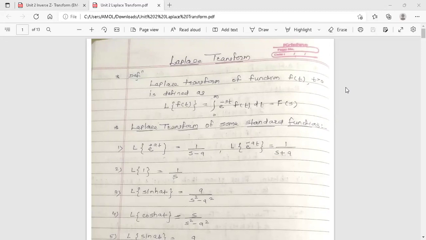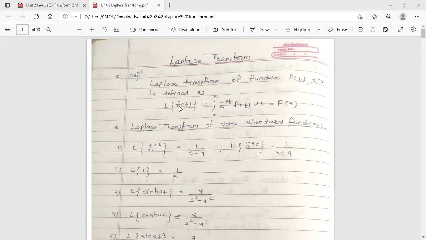Definition: Laplace transform of function f of t when t greater than 0 is defined as, that L operator is used to denote Laplace transform. L of f of t, you write f of t in curly brackets, means Laplace transform of f of t is equal to integration of 0 to infinity e raised to minus st f of t dt is equal to F of s. Means if we solve this integration term where differential coefficient is dt, this t is variable, this s is parameter, if we solve this integration, it will be in terms of s. So you will get a function of s.